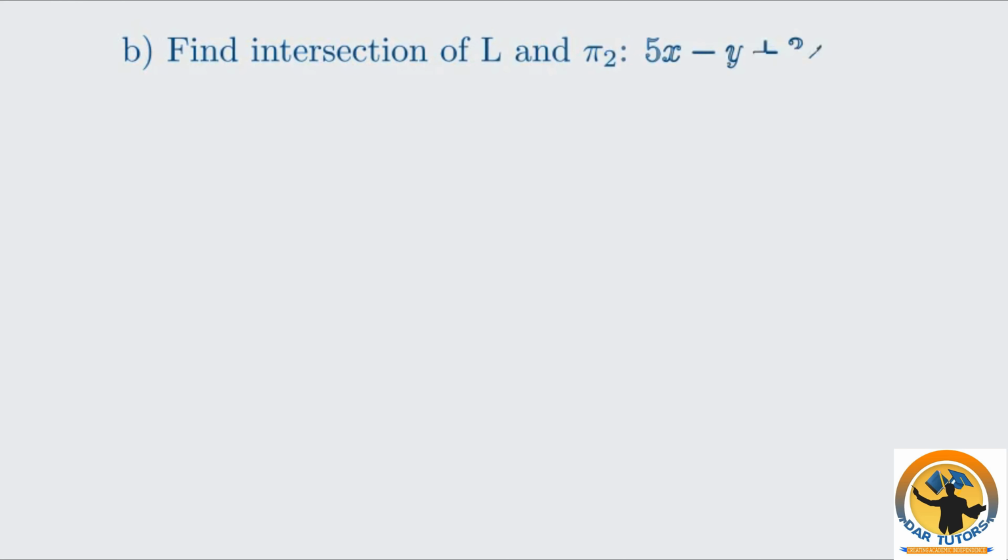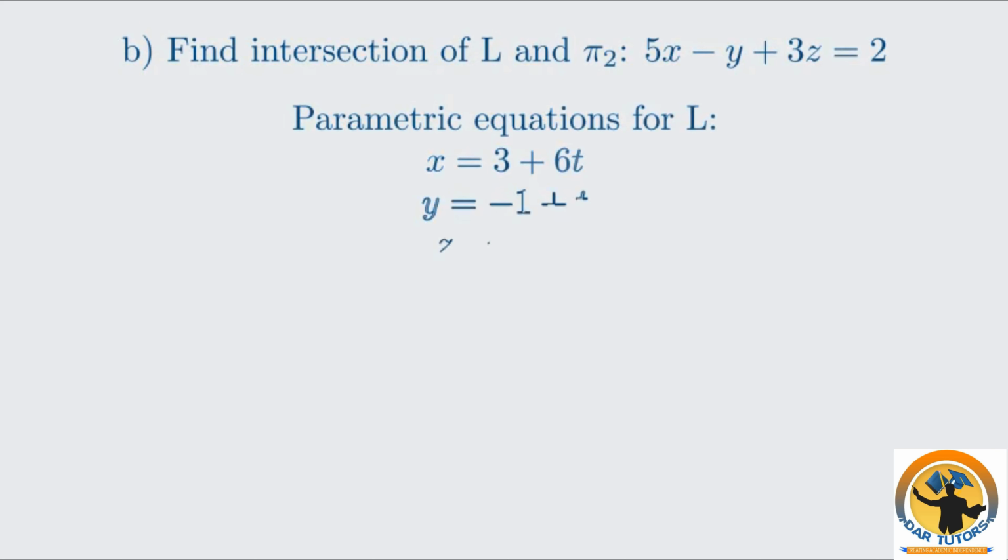Part B asks for the point where the line L intersects a second plane, pi2, with equation 5x minus y plus 3z equals 2. To find the intersection, we need to find the value of the parameter t for which a point on the line also satisfies the plane's equation. First, we write the parametric equations for the line L, x equals 3 plus 6t, y equals minus 1 plus t, and z equals 4 minus t.